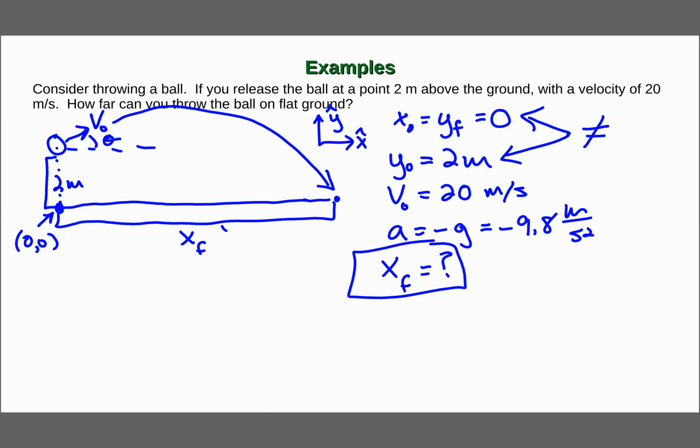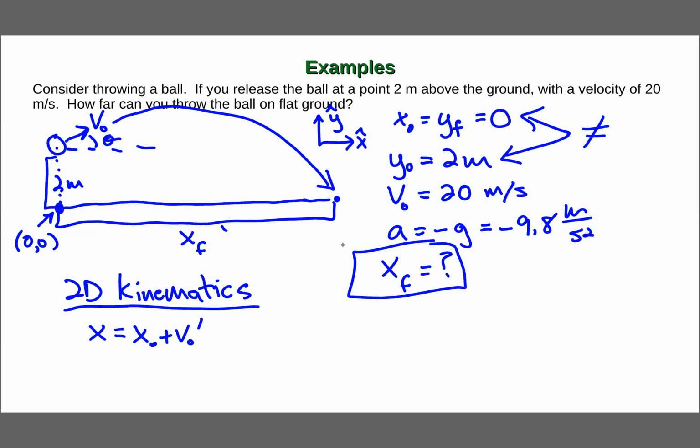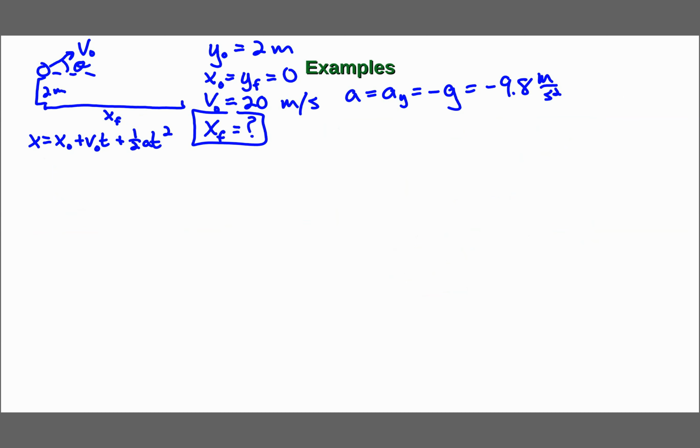So the first thing I want to do is just consider this problem generally, and let's just look at what the optimal angle is depending on the height that we are above the ground. Okay? So we're still going to look at this with 2D kinematics. And we're still just going to use the equation x equals x naught plus v naught t plus 1/2 at squared. Okay, so let's look at this problem.